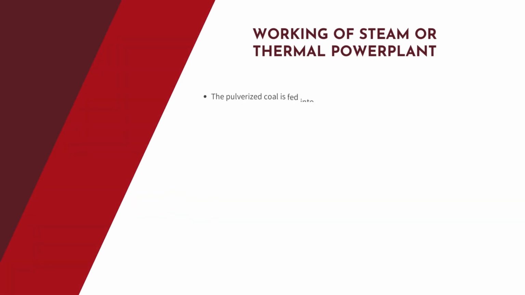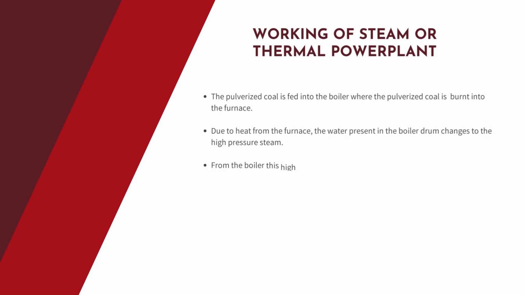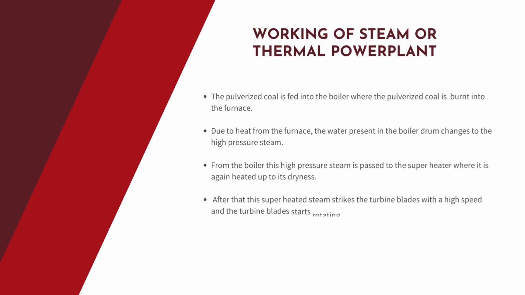The pulverized coal is fed into the boiler, where it is burned in the furnace. Due to the heat of the furnace, the water present in the boiler drum changes to high pressure steam. From the boiler, this high pressure steam is passed to the superheater, where it is again heated up to its dryness. After this, the superheated steam strikes the turbine blades at high speed, and the turbine blades rotate at high speed. Here the stored potential energy of the steam gets converted into mechanical energy.